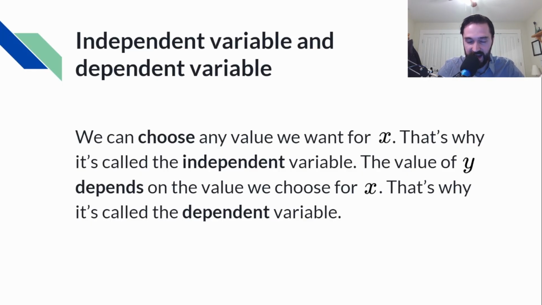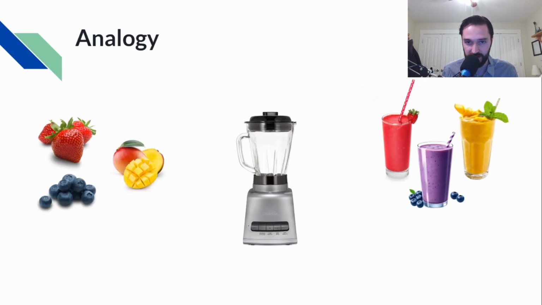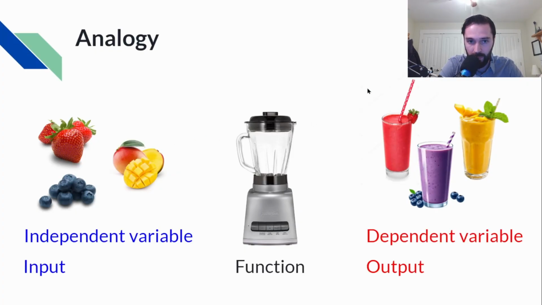So let's look at an analogy for functions. Let's look at something in the real world that can represent this idea. Here I have some various fruits and a blender, and I have some types of smoothies. Look at this fruit here. We can choose any fruit we want to make whatever smoothie we want. So that's the independent variable, aka the input.